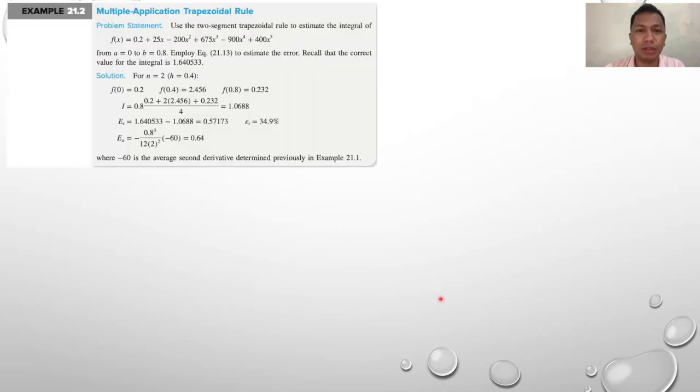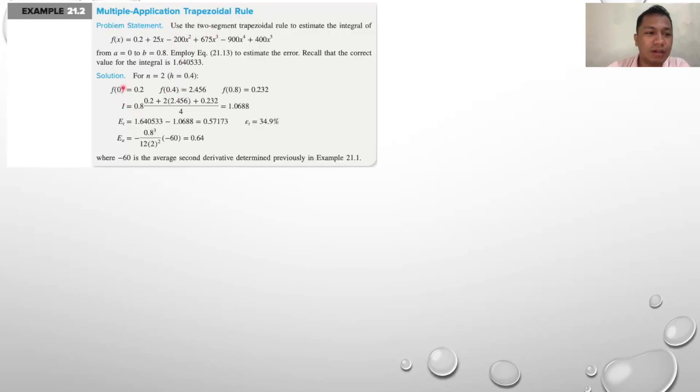An example of a multiple application trapezoidal rule. The problem statement: use two segments of the trapezoidal rule to estimate the integral of this equation. I think this is just the same as the example we had earlier, where a is equal to 0 and b is equal to 0.8. Employ equation 21.13 to estimate the error. Recall the correct value of the integral, that is 1.640533. We know that there are two segments, so n is equal to 2 and h is equal to 0.4.